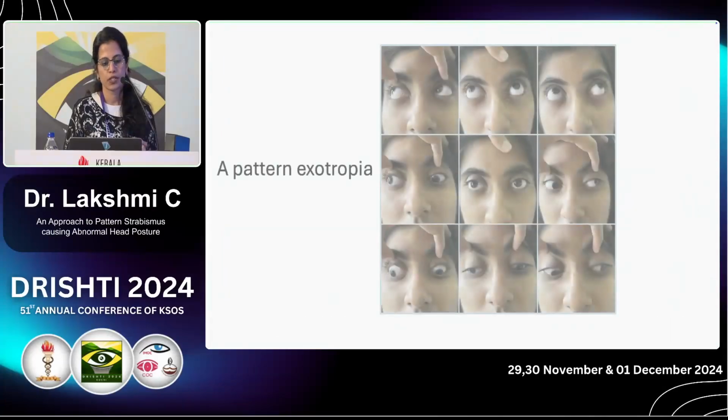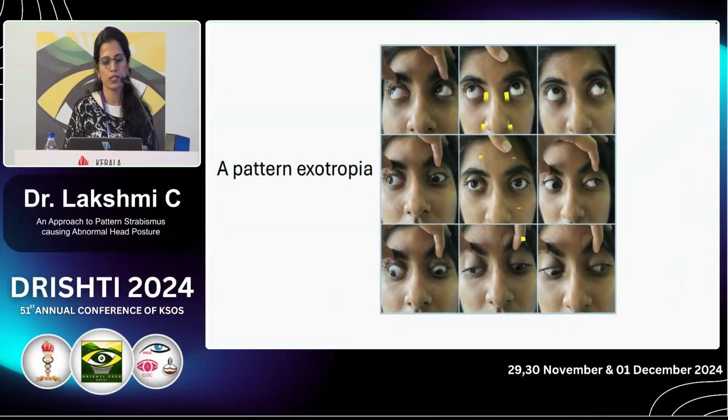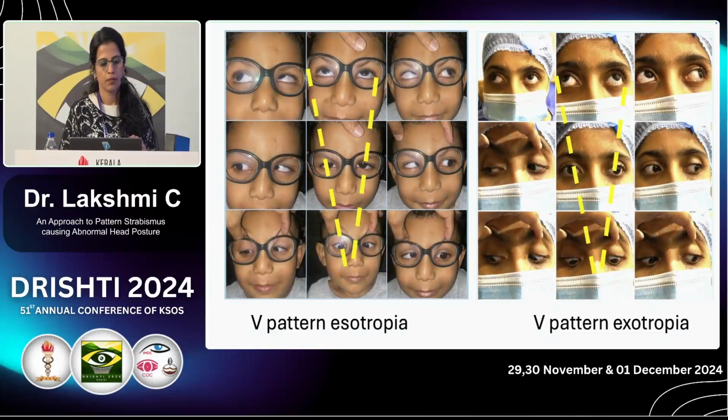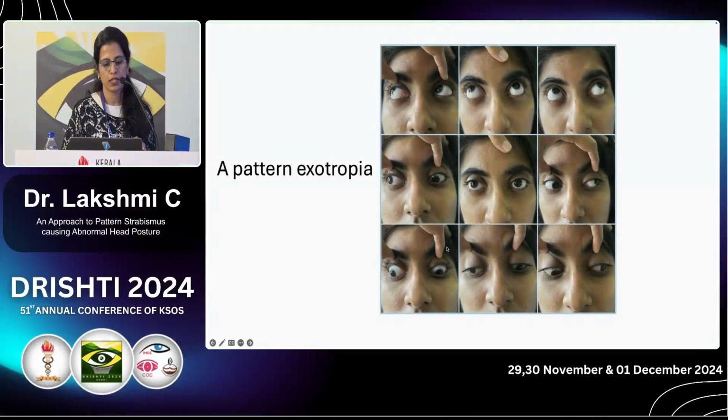So the next patient is an A pattern exotropia. In this you can see that the eyes are diverging while looking down. The other thing that I need you to note in these are the 9 positions of gaze. So if you see these up gaze pictures, we can see that there is an inferior oblique overaction or an over elevation in adduction seen in both these patients. And in the next picture, there will be an over depression on adduction, that is a superior oblique overaction in down gazes.